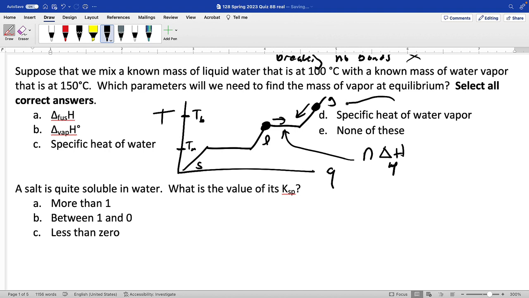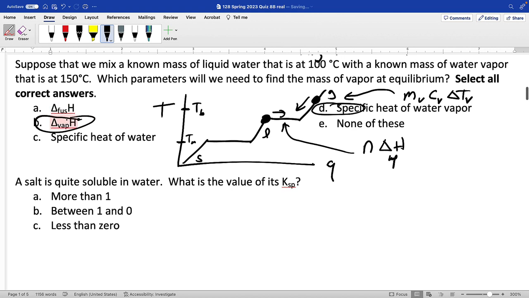And over here, we're changing temperature. So we're going to have an mCΔT term, but notice it's the mass of vapor times the specific heat of the vapor times delta T for the vapor. So we're going to need to look up the specific heat of water vapor, and we're going to need to look up the heat of vaporization. Those are the only two parameters we would need.